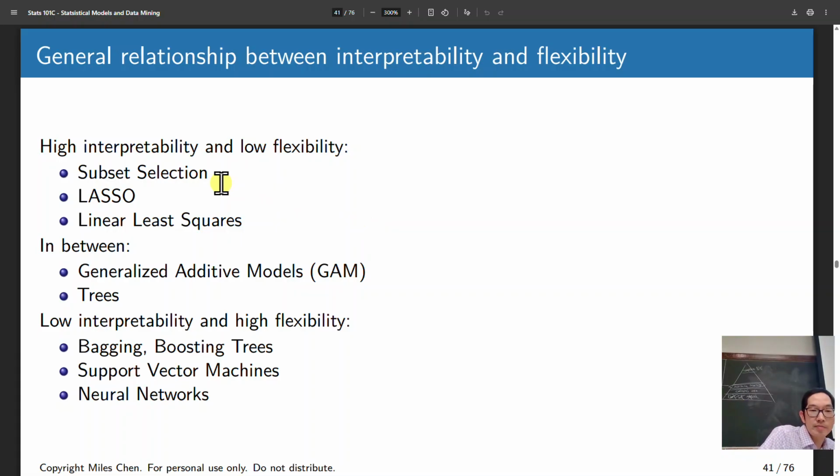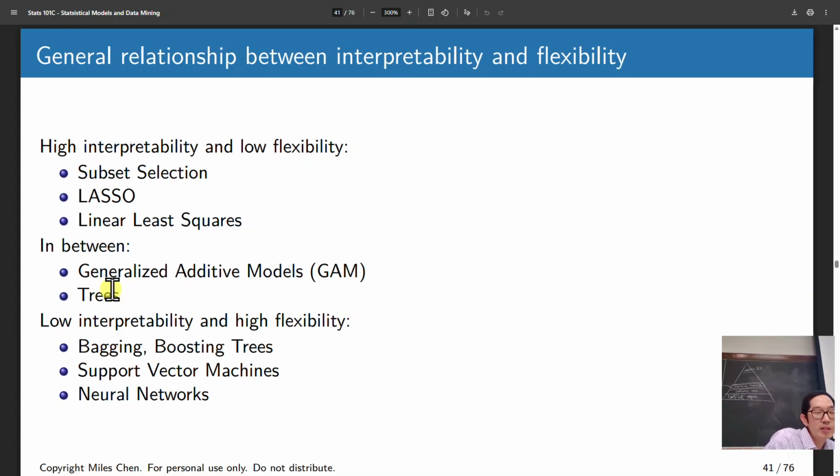So, just on the spectrum of things, least squares regression will be on the side of high interpretability but less flexibility. Lasso and subset selection all play in service to least squares regression. Lasso is an even more restricted form of least squares regression. On the other end, you have these very high flexibility methods, but now we don't quite understand what's happening: neural networks, support vector machines.